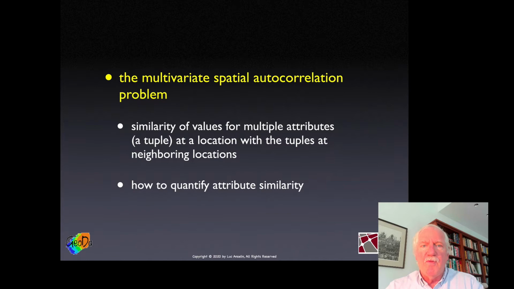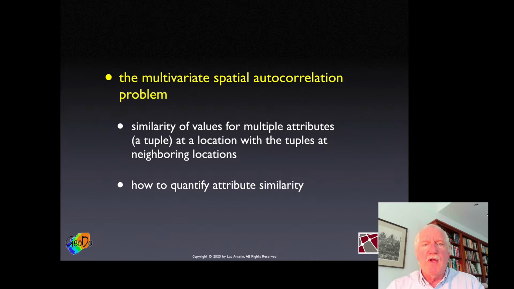So it's actually, when you think about it, quite a complex concept where you have to combine these two attributes. So before we get started, we have to really think about what it is that this multivariate spatial autocorrelation is. And formally, you can say it's the similarity, just like before, high-high, low-low, we don't care, it's similarity of values for multiple attributes together. And that is called, in technical language, a tuple. So a tuple is really the collection of the observations on multiple variables for one location, one observation. So how is that particular tuple at a location similar to tuples at neighboring locations?